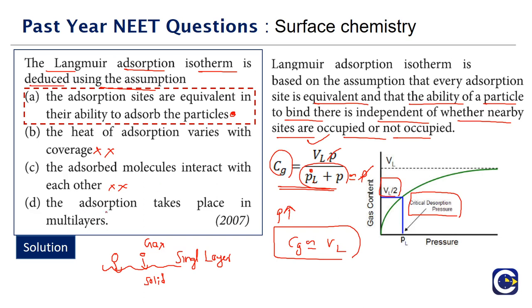Option D is saying that the adsorption takes place in multi-layers. This is also incorrect. The Langmuir adsorption isotherm theory is a single layer phenomenon. So the one that is the basic assumption of the Langmuir adsorption theory is option A.